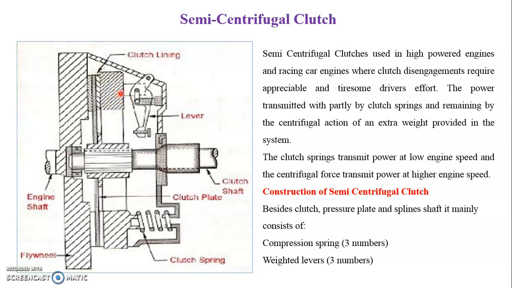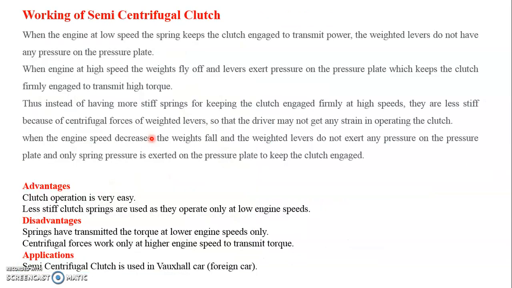This lever has a fulcrum at this point. It is hinged with the pressure plate at this point. It is weighted at the upper side, and at the lower side an adjusting screw is provided, which adjusts the maximum centrifugal force on the pressure plate. In this manner the semi-centrifugal clutch is actuated.